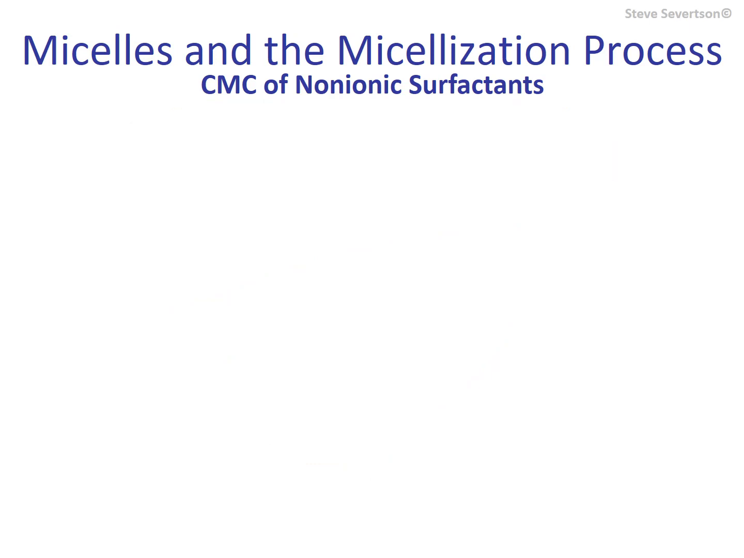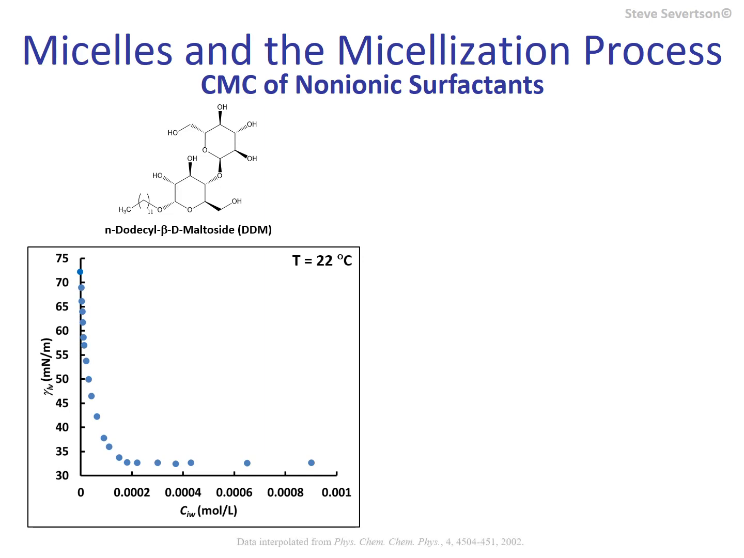Next, we return to the surface tension data to demonstrate how the surface tension curves can be used to determine the critical micelle concentration for a surfactant. Here again is the surface tension data for the nonionic surfactant n-dodecyl beta-D-maltoside. The focus is now on the plateau region, where the surface tension levels off due to a sharp increase in the kinetics of micelle formation.